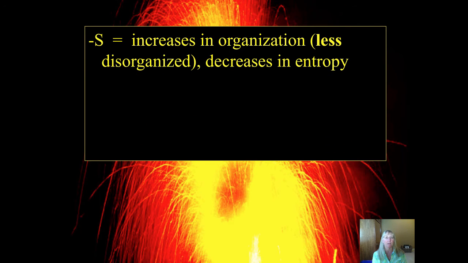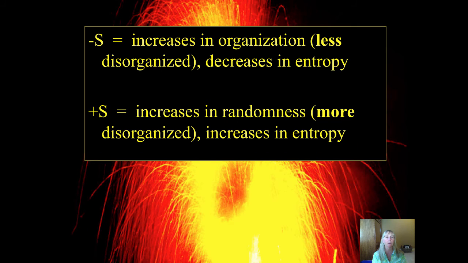So negative delta S means a decrease in disorder. Please don't say this, increase in organization, put less disorganized. In fact, draw a line through that right now. You're decreasing the disorder when you have a negative sign. But when you put a positive sign in front, that means you're increasing the disorder. There's more randomness, more disorder.